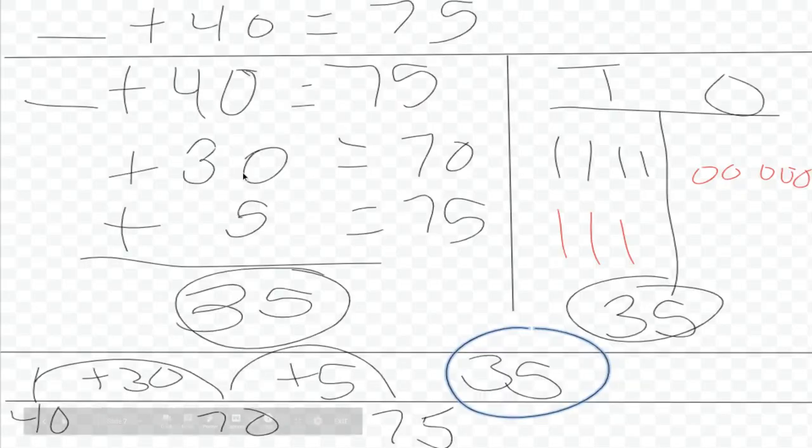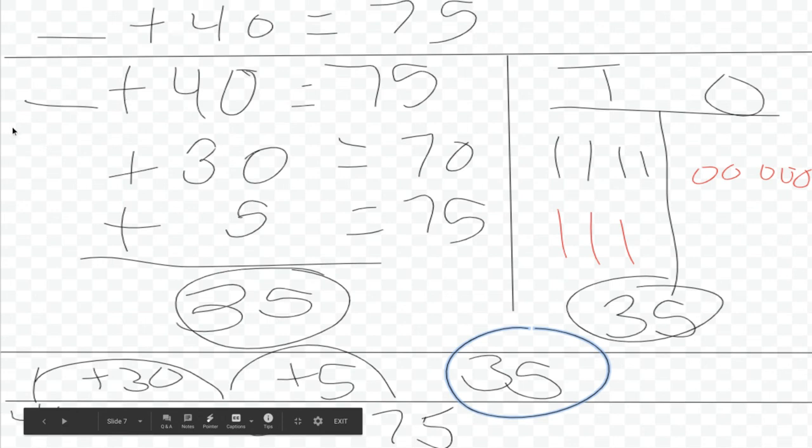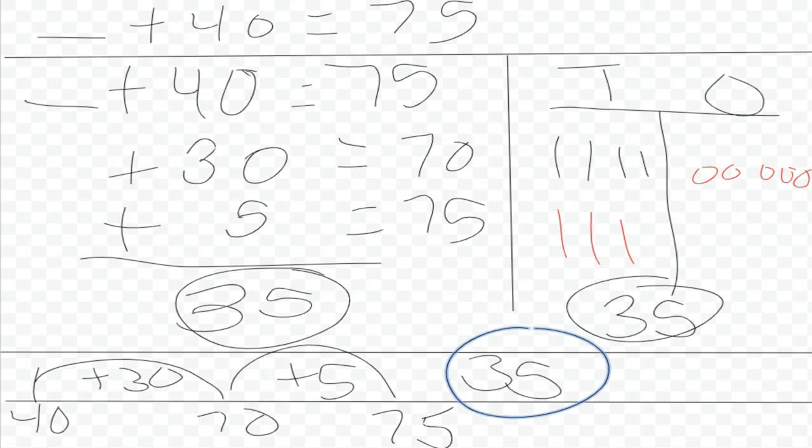So I started off with the adding up strategy here. I began with 40 because that is the partner or add-in that I do know. I added 30 more, which equals 70. I added 5 more that equals 75. When adding up 30 and 5, I got the total of 35.